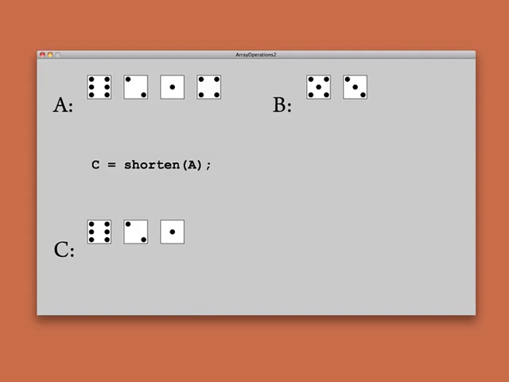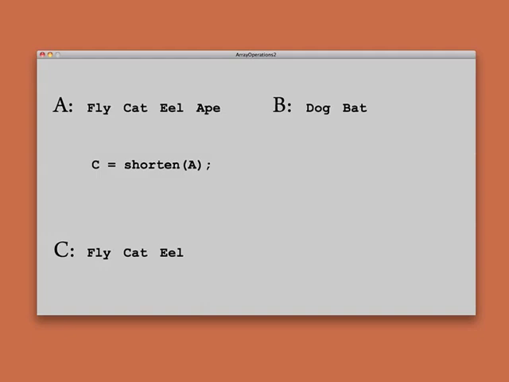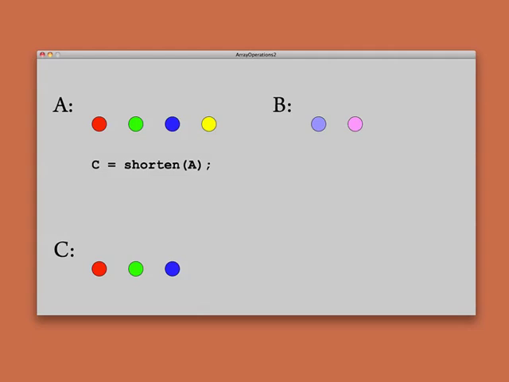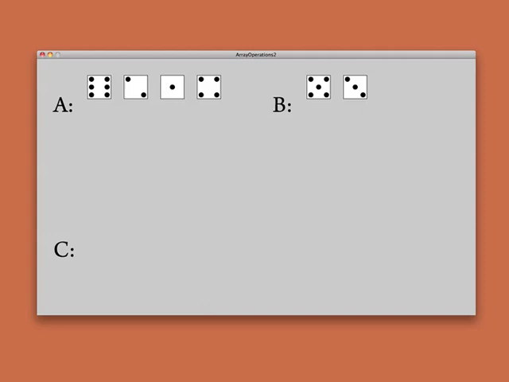What happens if we shorten an array of strings? Well, we just lose the last string. So A was fly, cat, eel, and ape, and C is just fly, cat, and eel. And similarly, if we shorten a list of colors, then the red, green, blue, and yellow just becomes red, green, and blue. The next operation we'll look at is append.